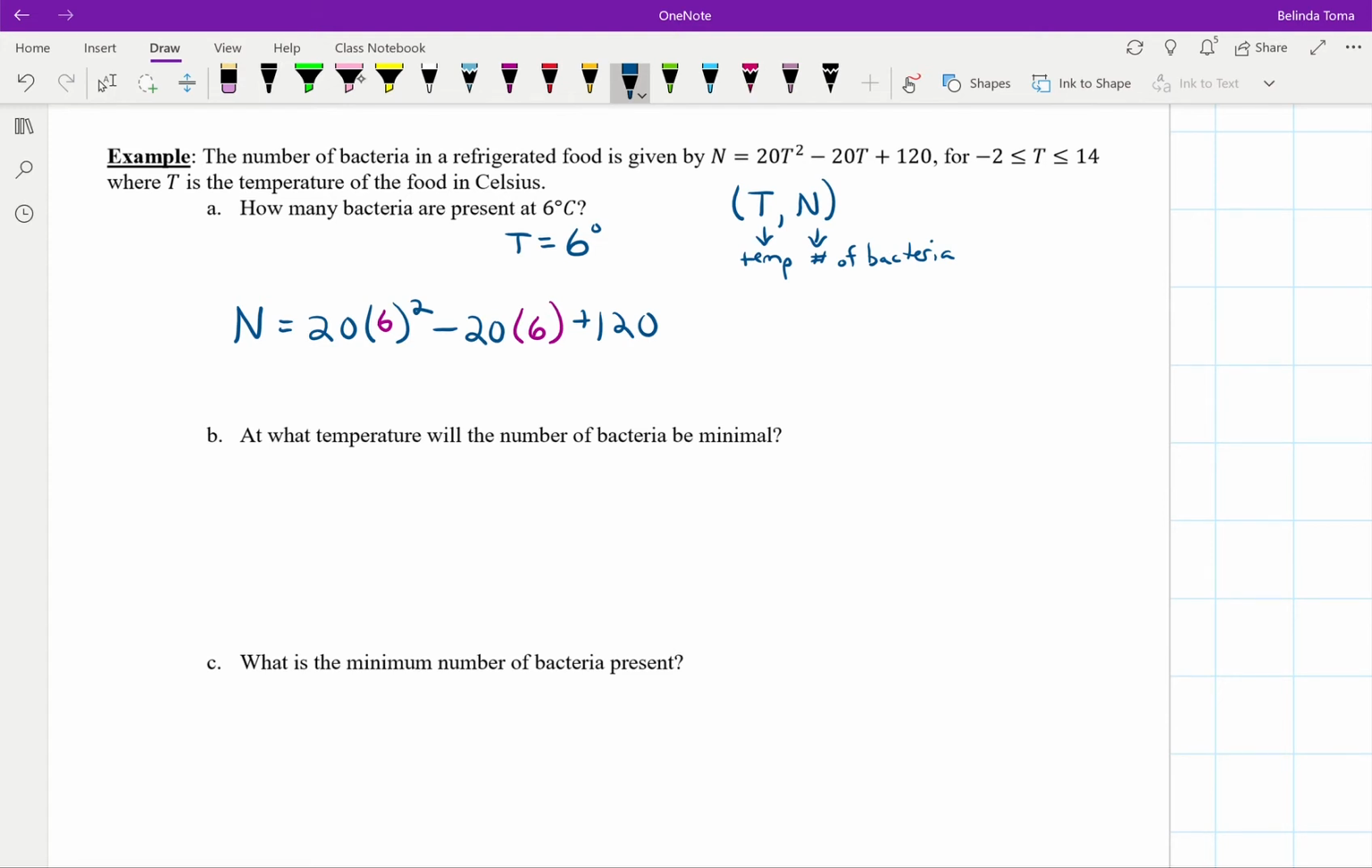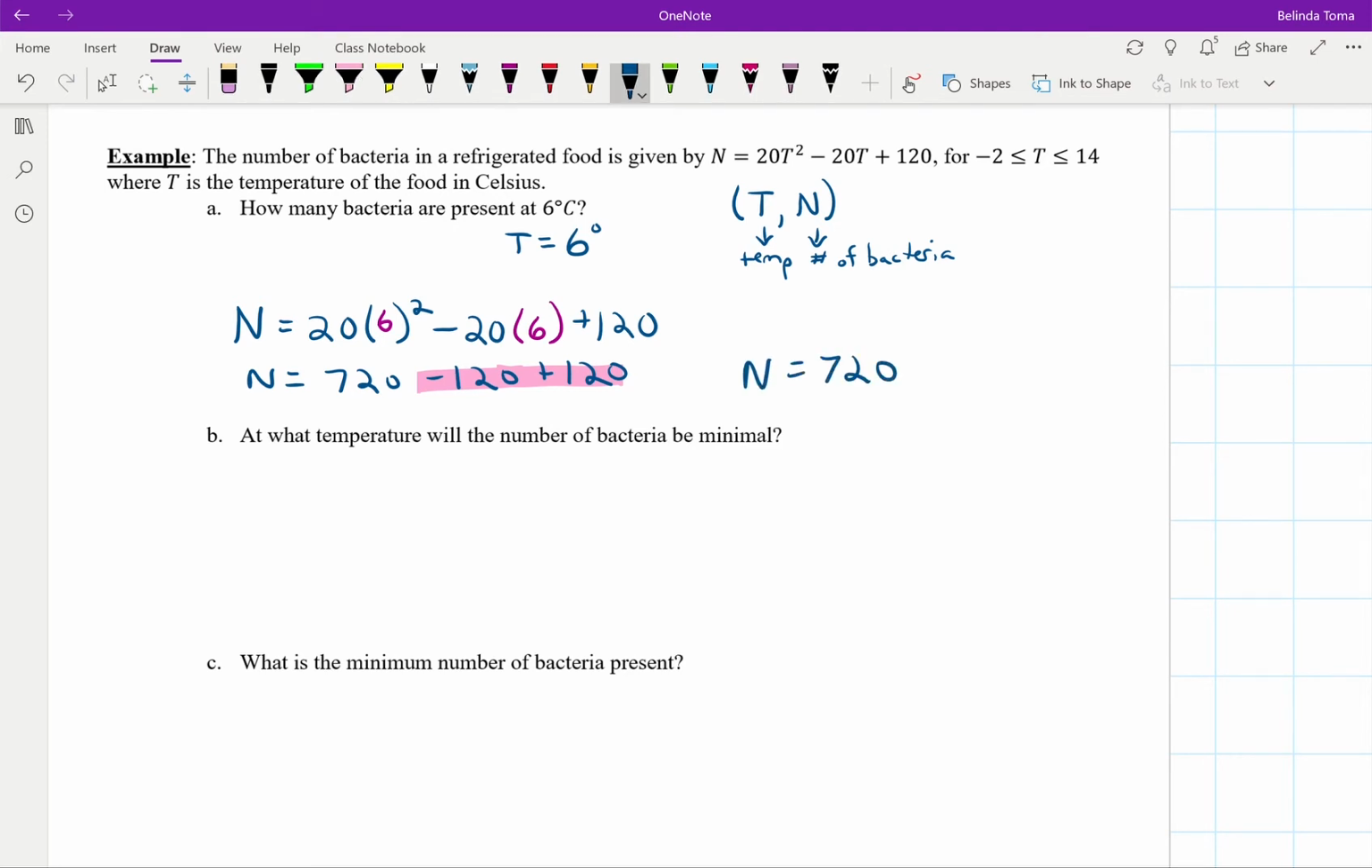So when we evaluate, we're going to get N is equal to, so these are going to cancel right here, and then we're going to end up with the number of bacteria is equal to 720.